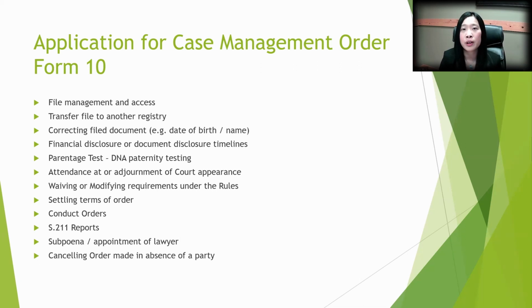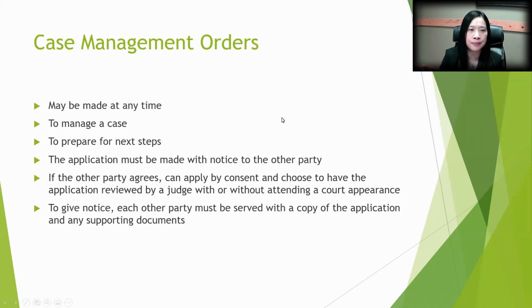And depending on what you're doing, like, oh, my name was spelled wrong on the order, then you would check off correct file document and list out what exactly you want done. And then a court appearance would be set to deal with that one thing. Or if I want a DNA test for this child, that would be something you would check off on the form. And then there's a specific mini hearing about whether you should get a DNA test and who's going to pay for it and that type of thing. So these are case management orders.